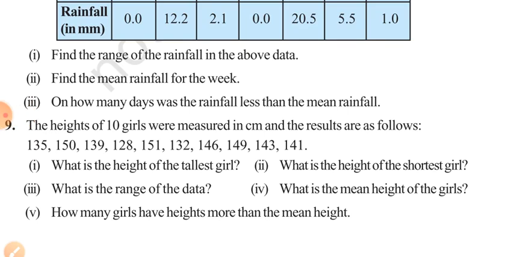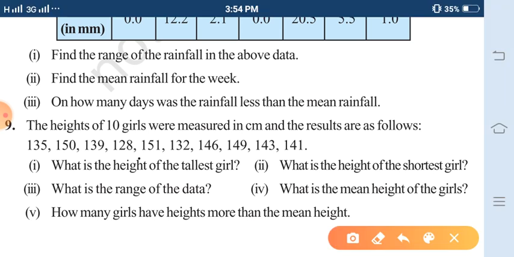Now students, in the first part, what is the height of the tallest girl? You have to look for the height of the tallest girl. It is 151. What is the height of the shortest girl? 128. The height of the shortest girl is 128 centimeters. What is the range? How will you find the range? By subtracting the shortest height from the tallest height.